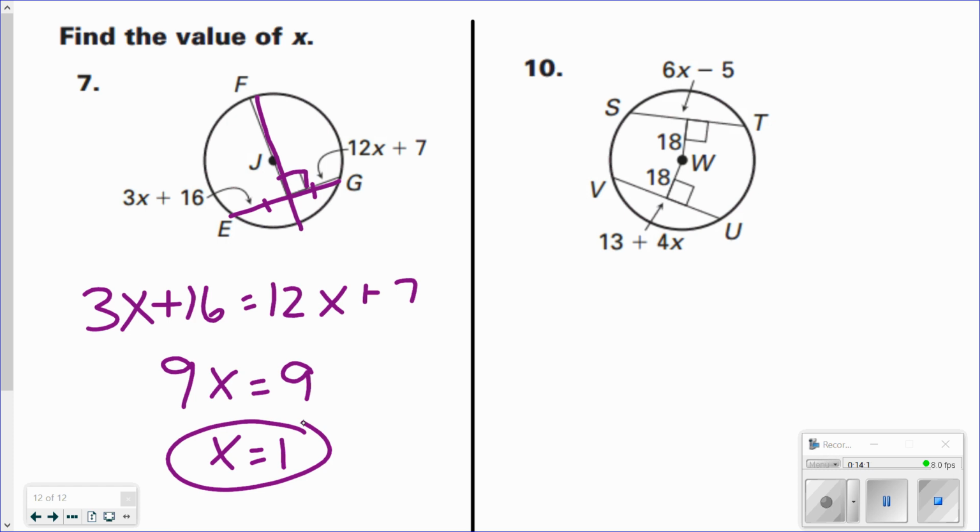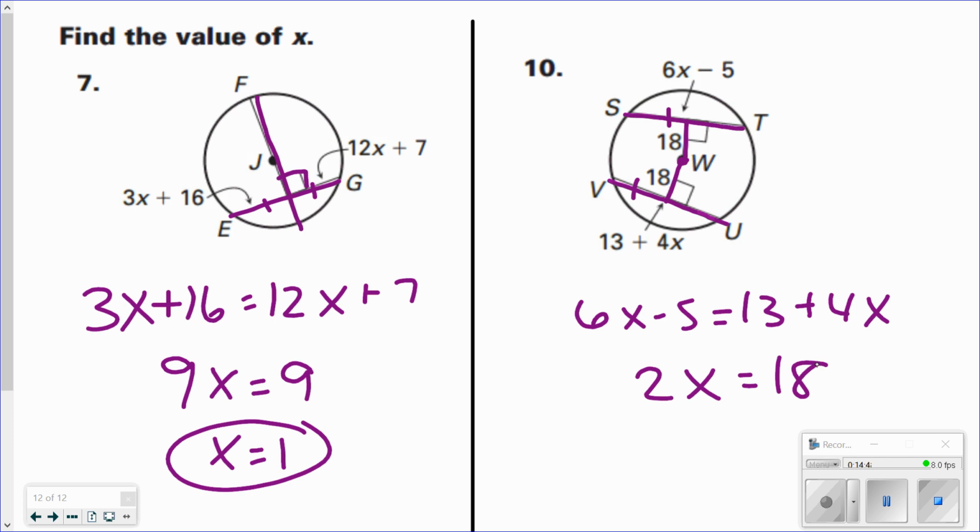And our last problem of the day. W is the center of the circle, and I have 2 chords, ST and VU. I notice that they are the same distance away from W, meaning that these 2 chords are congruent. So ST and VU are the same length. So 6x minus 5 is equal to 13 plus 4x. And when I solve here, I end up getting 2x is equal to 18. Divide by 2, x then is equal to 9.